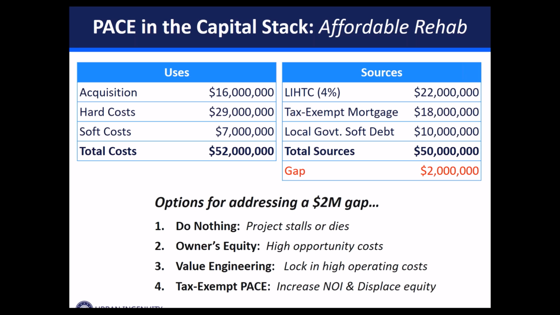So they're kind of stuck. So they can either do nothing and it stalls, which this project did for quite a while. They can put in a lot of their own money, but that means they're going to do fewer projects and preserve fewer units. Or they can say, well, I could probably squeeze $2 million out of here.